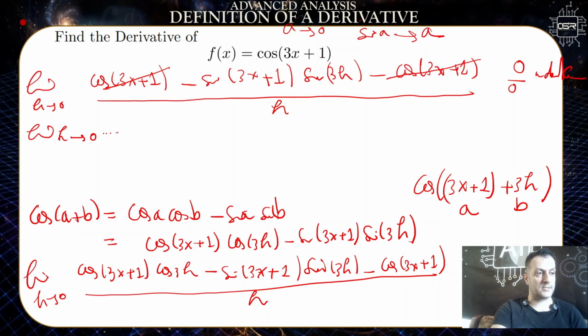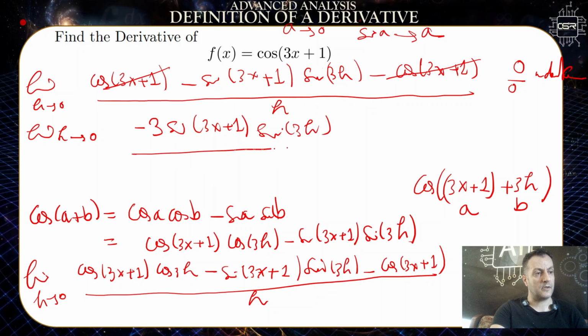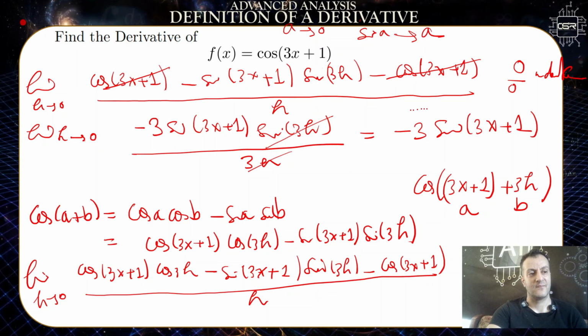The limit as h approaches 0 of minus 3 sine of 3x plus 1 times sine 3h divided by 3h. We multiplied both numerator and the denominator. As h approaches 0, sine 3h approaches 3h. So this quotient becomes 1. And we are left with minus 3 sine of 3x plus 1. That's the final answer.